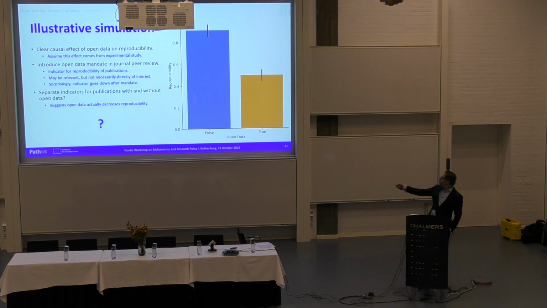The reproducibility of the non-open data, so publications without open data, is 0.9, almost 90%. And with open data, it's about 50% or so. This doesn't make any sense whatsoever, right? And so you might think, okay, this really isn't working. Open data doesn't deliver at all what we thought it would deliver, right?